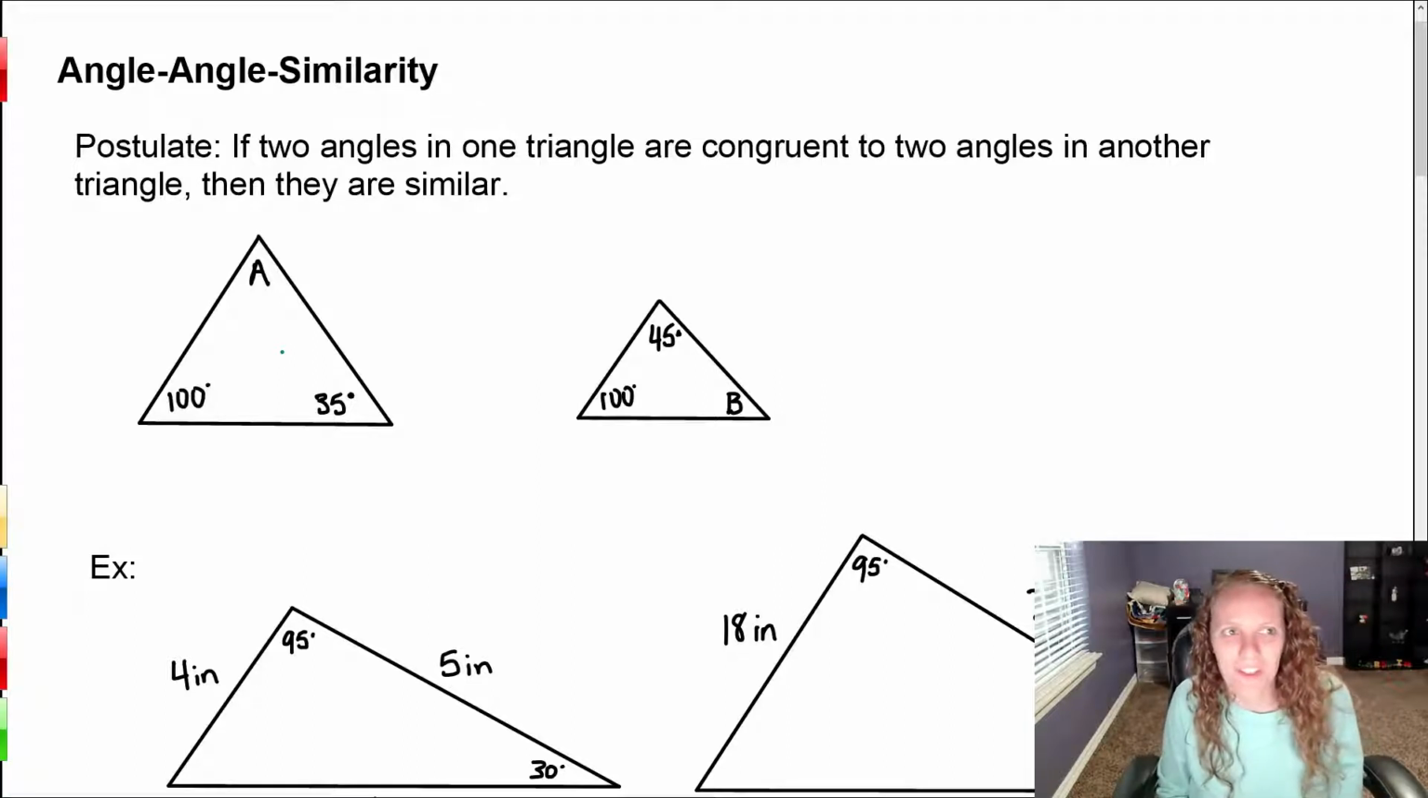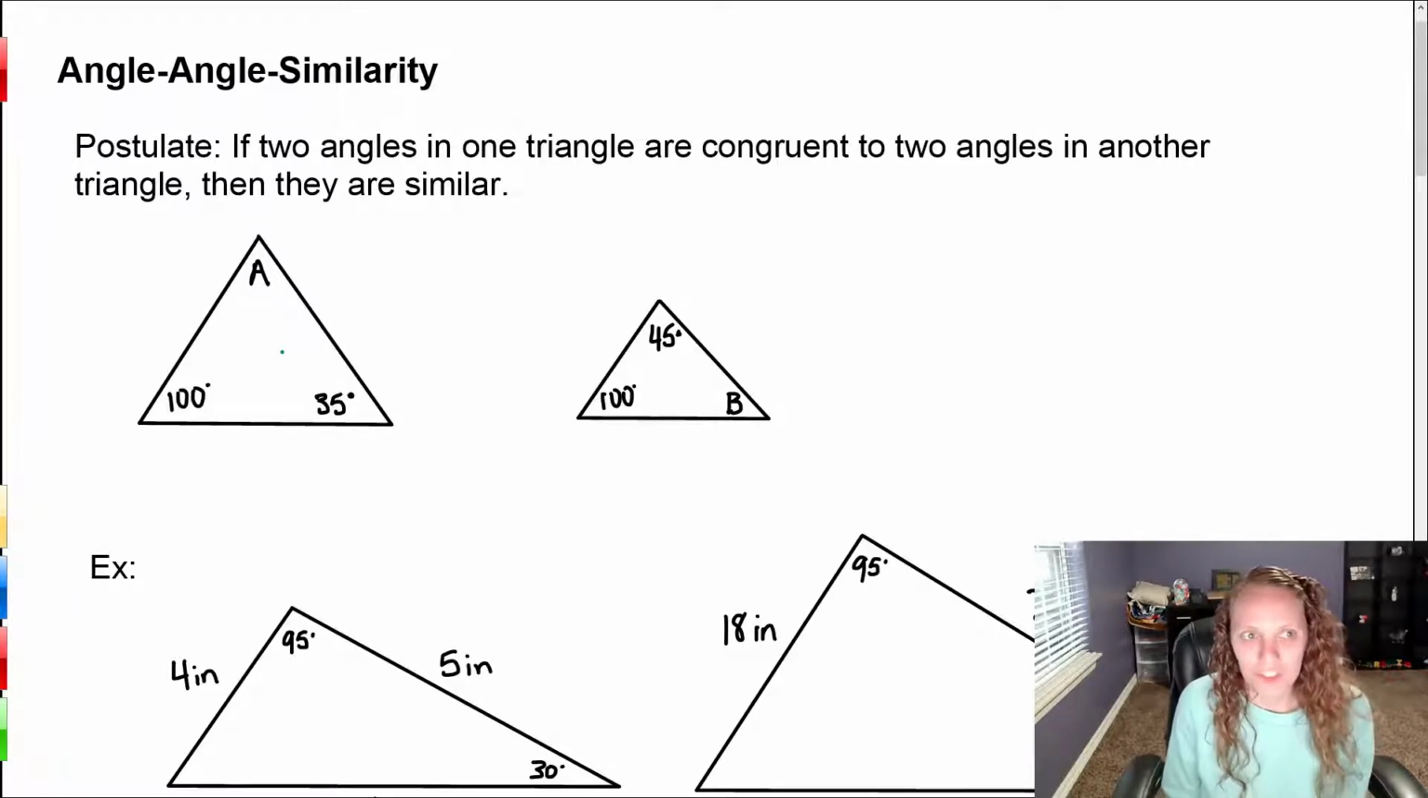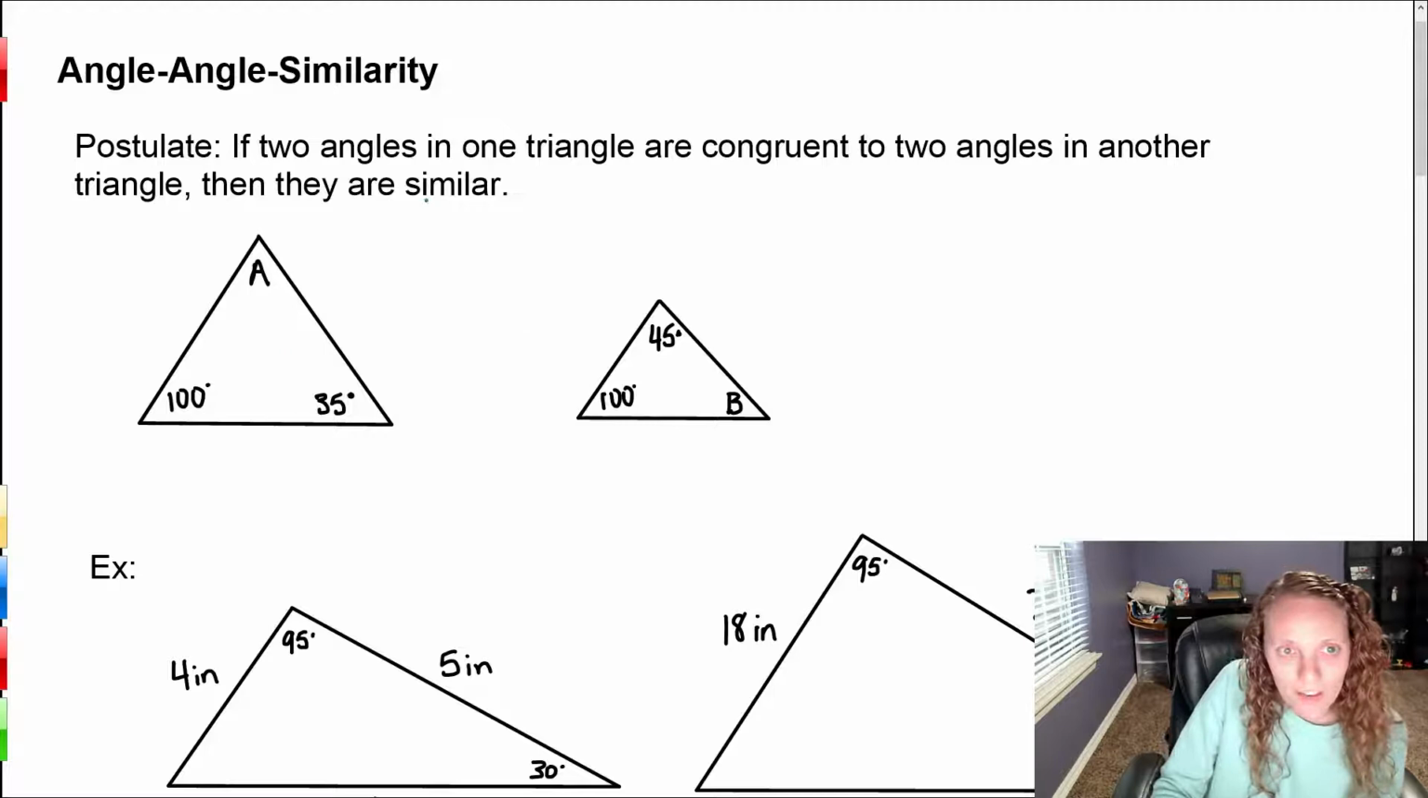Guys, today we're going to be looking at angle-angle similarity amongst different triangles. First of all, we need to know this postulate. If two angles in one triangle are congruent to two angles in another triangle, then both triangles are similar to each other. Remember that similar shapes have two qualifications.